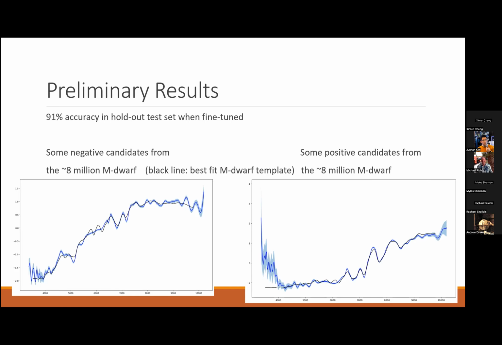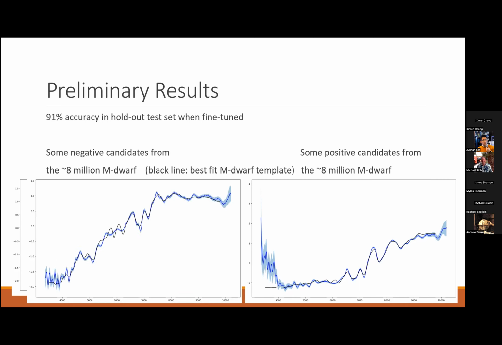So we also run it on the roughly 8 million AMDOFs and pick out a few high probability candidates. For example, here's the negative candidates. Well, the black line is the best fit AMDOF template we have. It looks pretty similar. For this particular positive candidate, you can see that you got some excess flux in the blue wavelength set, and it is very likely that there is a white dwarf here.